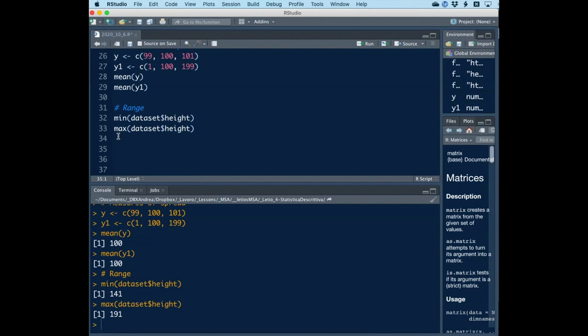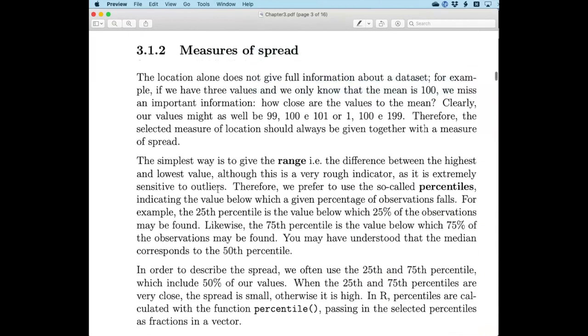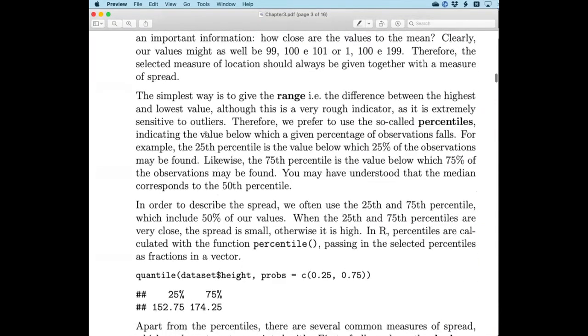One possibility is to use the percentiles. So what are the percentiles? I can give you a definition. We can read it together. They are the values below which, here you go, that's the definition, the values below which a given percentage of observations falls. So the 25th percentile is the value below which 25% of the observations may be found.